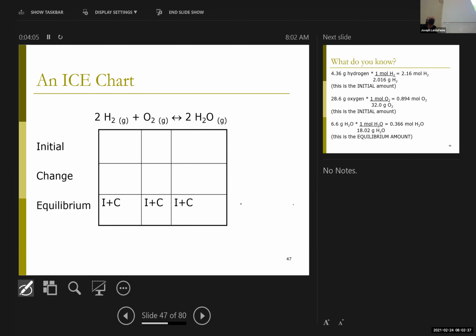As I'm filling in the ICE chart, it's really identifying the things I know and the things I don't know. And to some extent, my ICE chart is nothing but a grid of things I need to know. And so I potentially need the initial amount of hydrogen. If I don't have it, that tells me that's what I'm looking for. If I don't have the equilibrium amount of water, that's what I'm looking for.